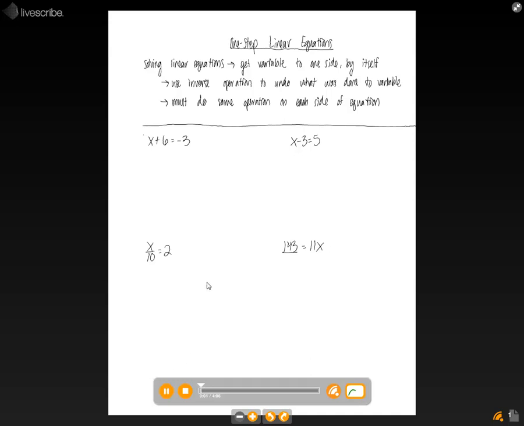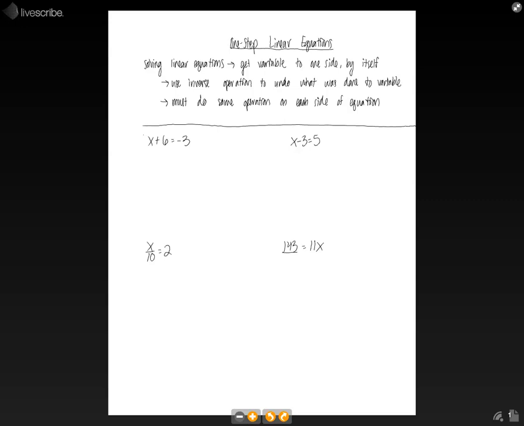In this lesson, we are going to go over the steps involved in solving one-step linear equations. So the things that we want to do when we're solving these types of equations, the first thing is we want to get our variable to one side and we want it all by itself. And then we do this by using the inverse operation to undo what was done to the variable.